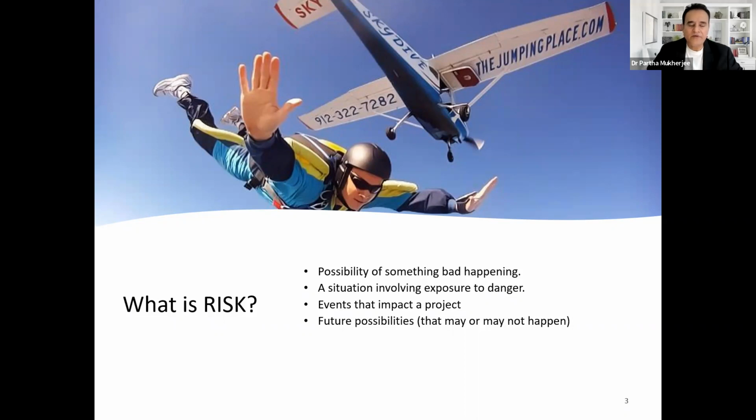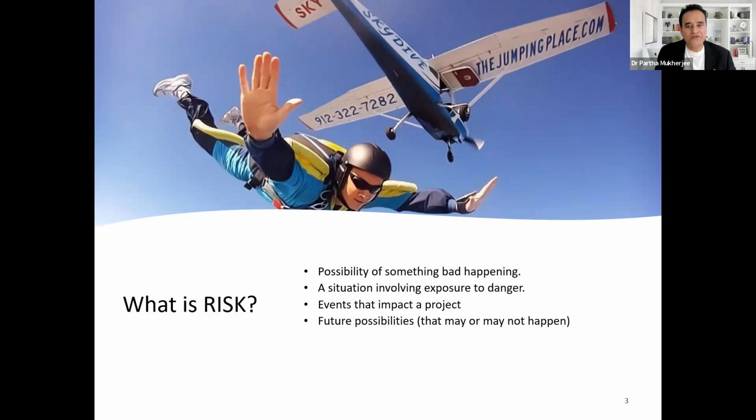And the last thing that we want to understand about risk is that it is a future possibility. It is not something that is now in our hand. Anything which is now in our hand is not a risk. It is called an issue. You have a challenge which is reality today. The risk is something which is in future, and therefore the risk can happen or may not happen. For example, I'm crossing the road. I might get hit by a car.